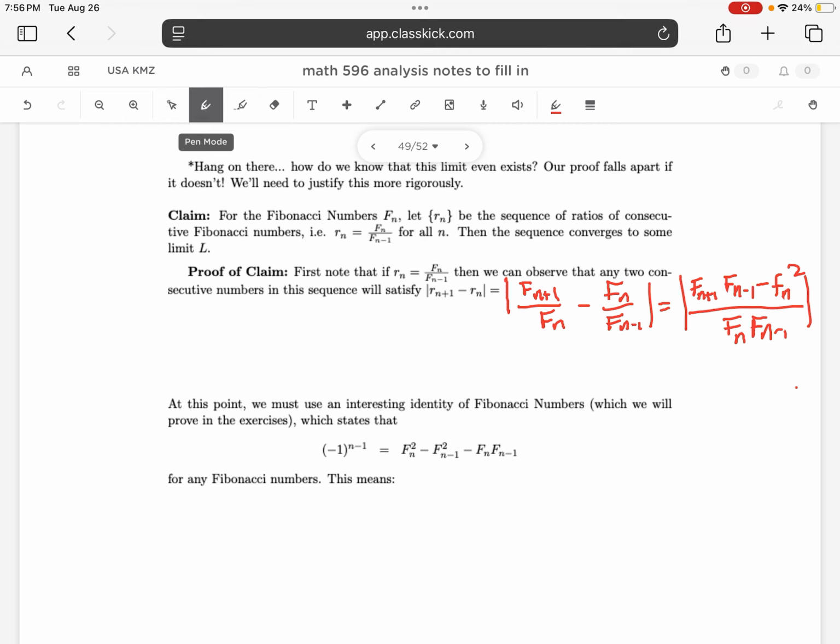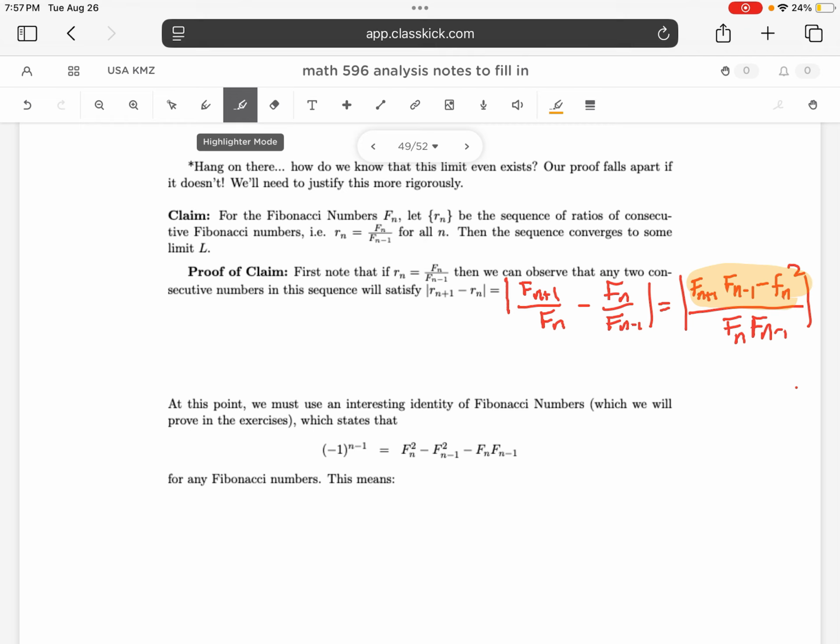In other words, if you take any two consecutive Fibonacci numbers, you square the larger one, subtract the square of the smaller one, and subtract the product of the two Fibonacci numbers, you're always going to get either -1 or +1. Kind of a funny thing, a little bit surprising, but you can prove it by induction, and we'll do that in the exercises. In particular for us, that means we're going to be able to look at our numerator here and use this identity to show that that numerator is going to be (-1)^n.